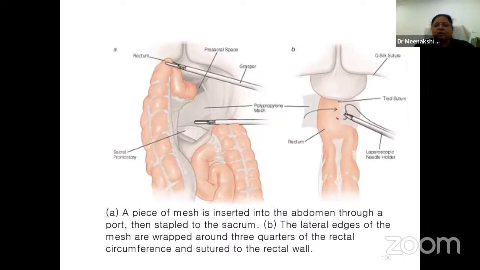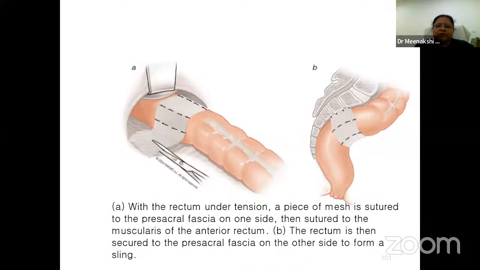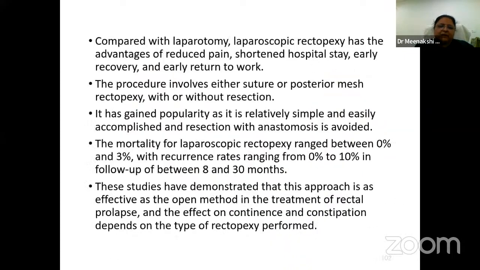Okay, so in these cases, laparoscopically, after mobilization, this mesh is inserted into the abdomen through the port and then stapled to the rectum, and the lateral edges of the mesh are wrapped around three-quarters of the rectal circumference and sutured to the rectal wall. Okay, so in this way, this mesh rectopexy is done laparoscopically. Okay, so this is the way it is done.